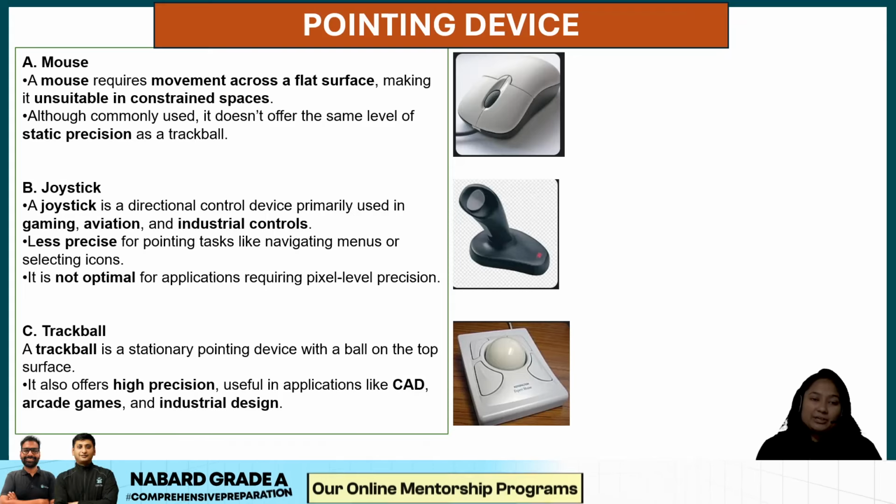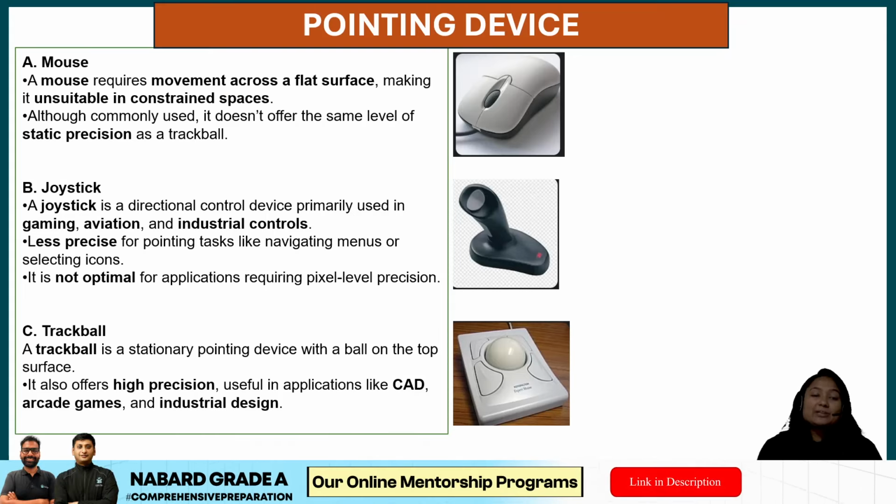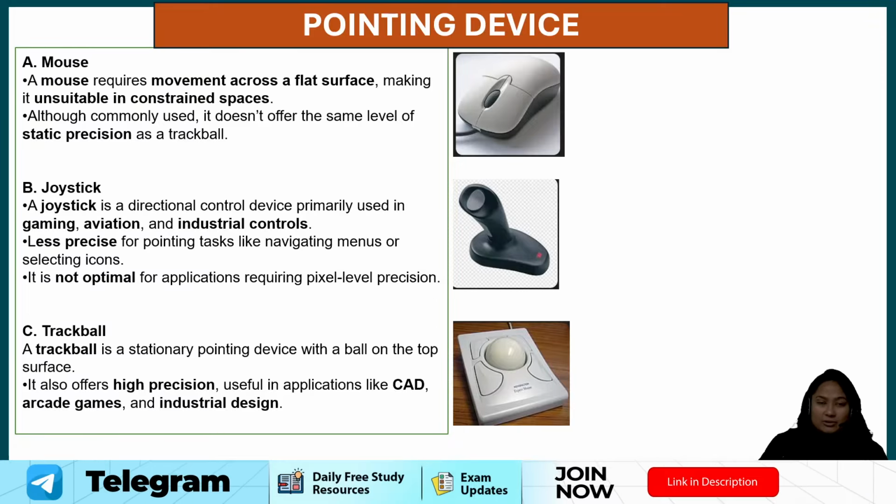Next we have our pointing devices. We have three pointing devices: mouse, joystick, and the trackball. When we are talking about the mouse, basically we have a flat surface, over it we move the mouse. Although it's commonly used, its static precision is lesser than the trackball. That means its sensitivity is a little bit low.